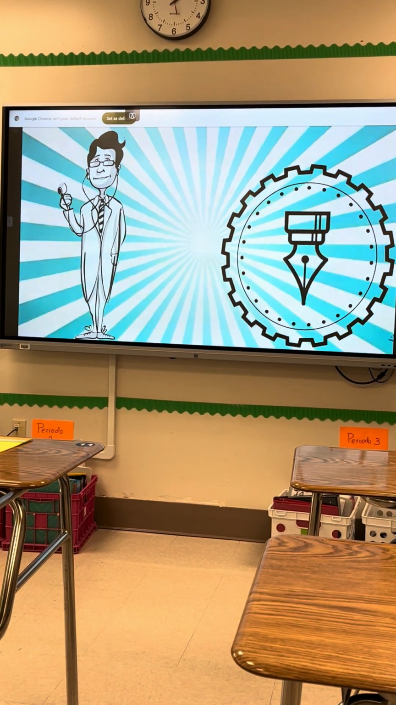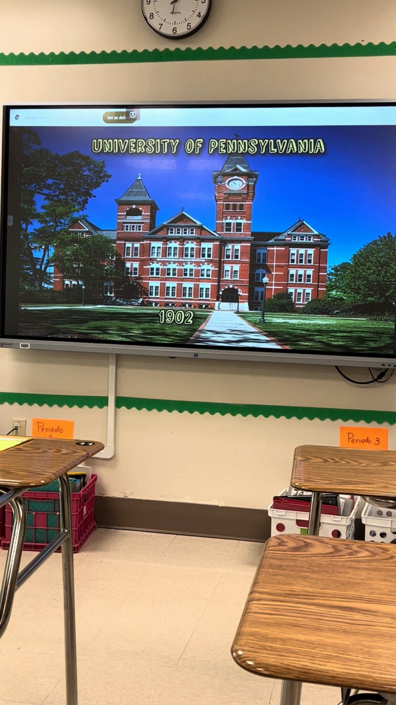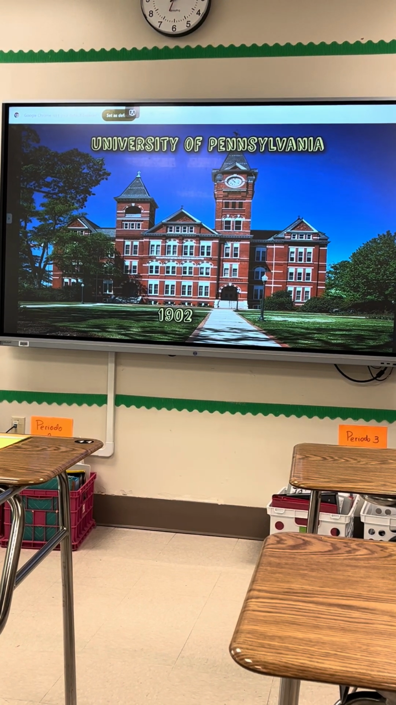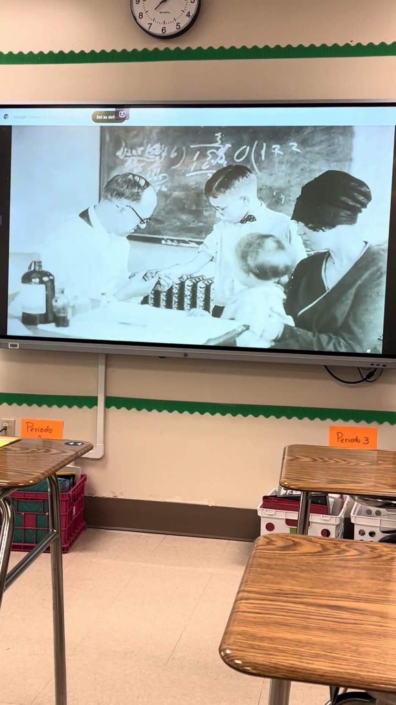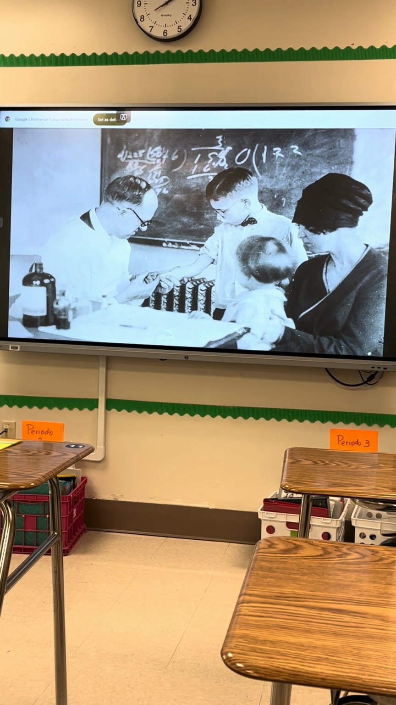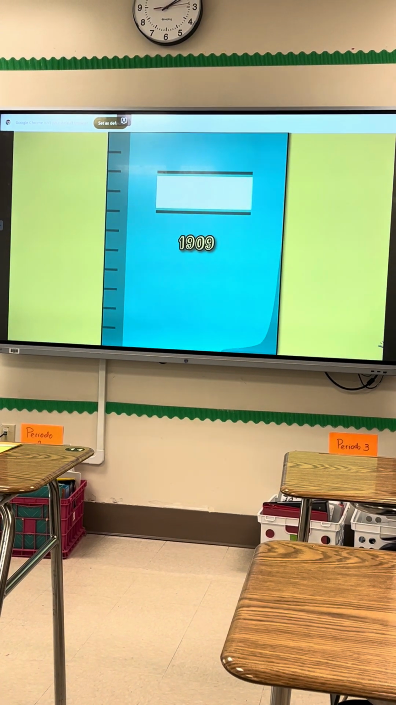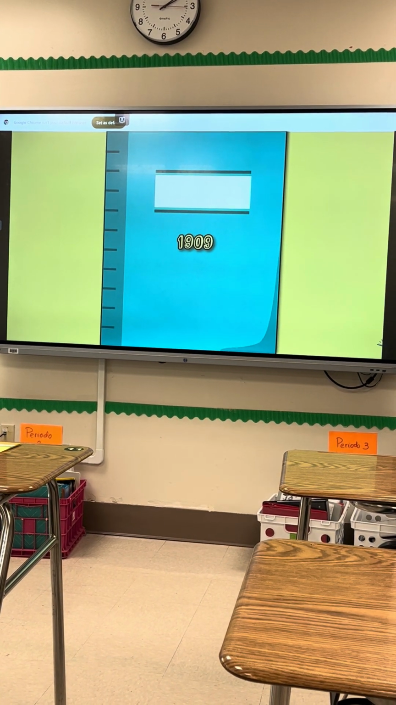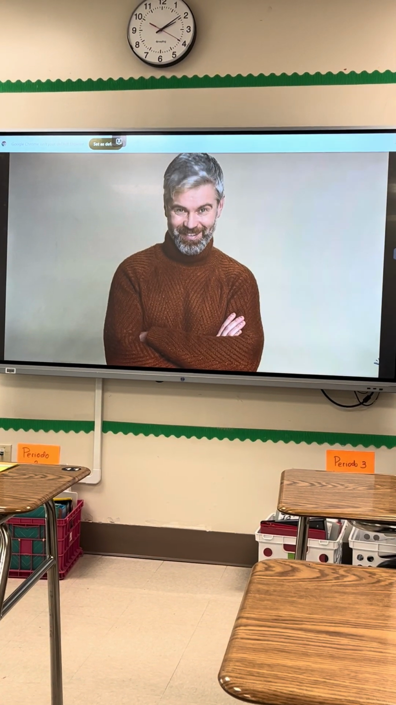After high school, he was admitted to the University of Pennsylvania in 1902 and graduated as a medical doctor in 1906. While completing his internship in pediatrics in both Europe and New York, he managed to publish his first book in 1909 entitled, wait for it, Poems. That's straight to the point, isn't it?